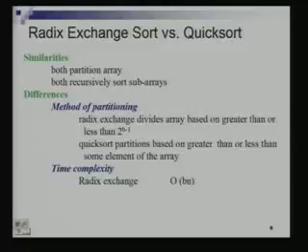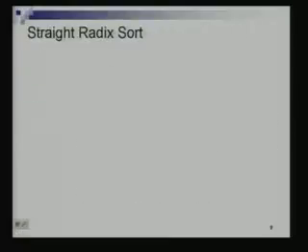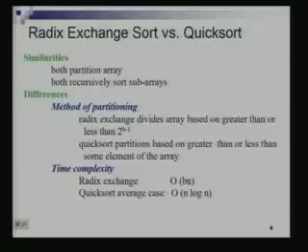The difference is also in the time complexity. For radix exchange, we argued just now that the time complexity is order bn, and for quicksort we argued that the average case is n log n. So, sometimes this might be a better scheme, sometimes this might be a better scheme, depending upon what the value of b is for you.